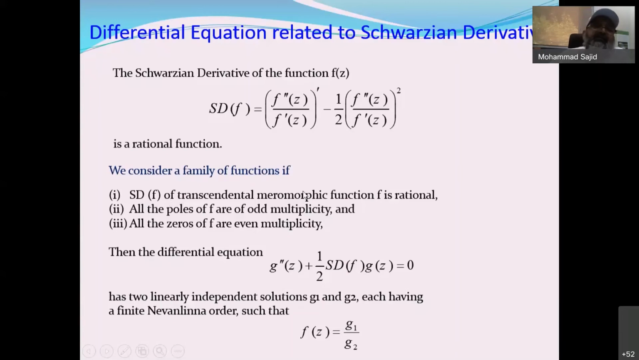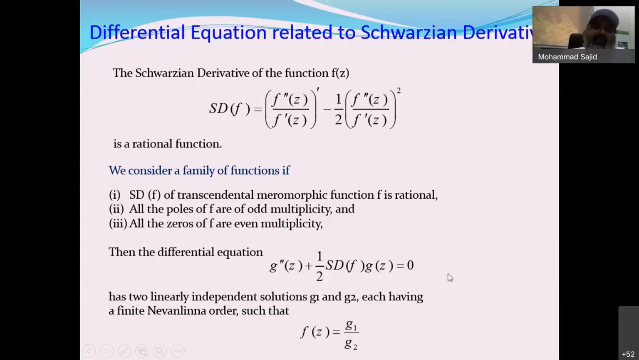If SDF is a transcendental meromorphic function, and F is rational, all poles of F are of odd multiplicity and all zeros of F are of even multiplicity, then this differential equation has two linearly independent solutions, G1 and G2, each having finite order. I have generated a solution that is the ratio G1 over G2 of two linearly independent solutions. So I have generalized this theorem for rational functions.